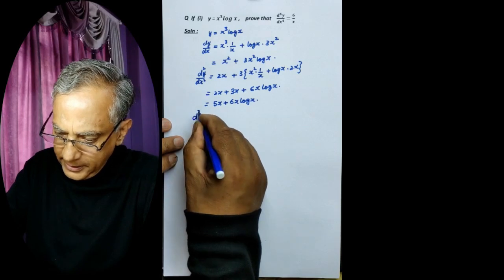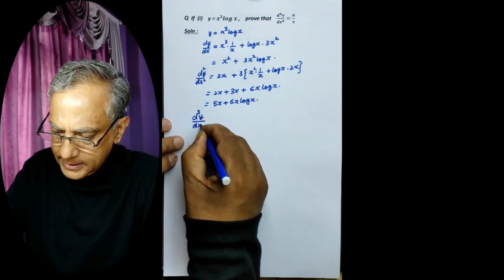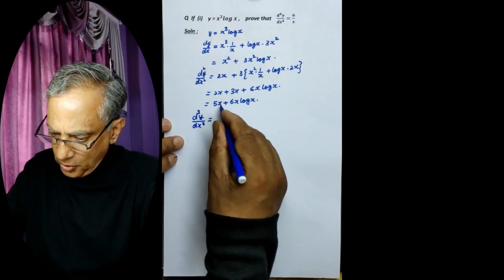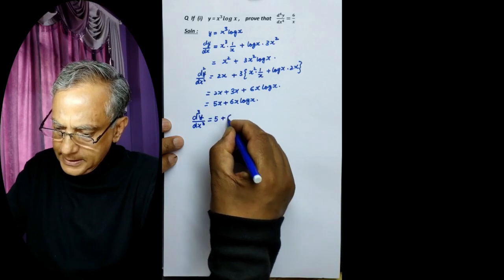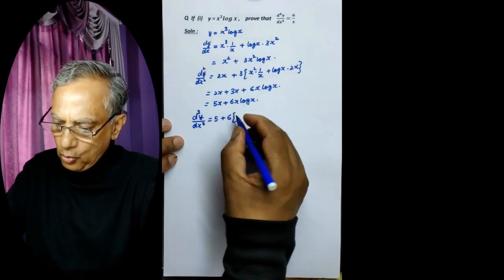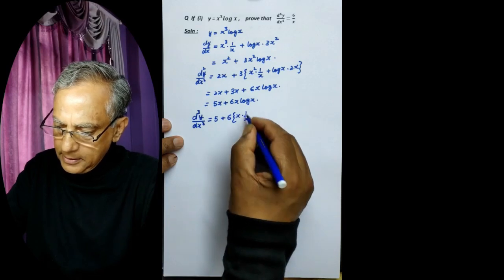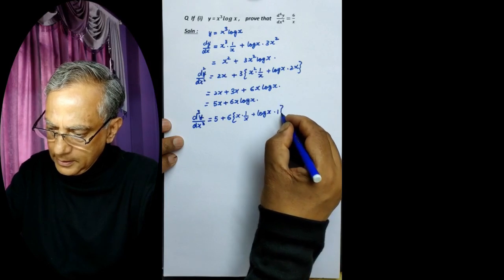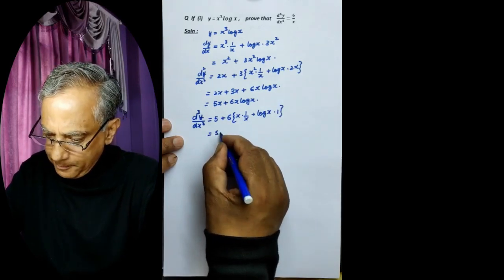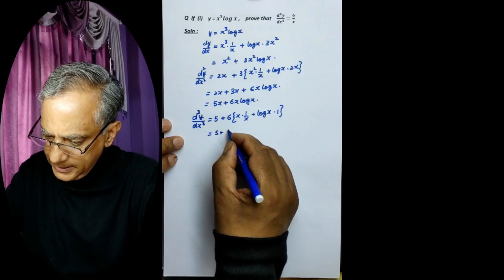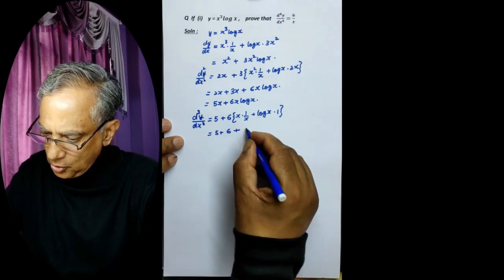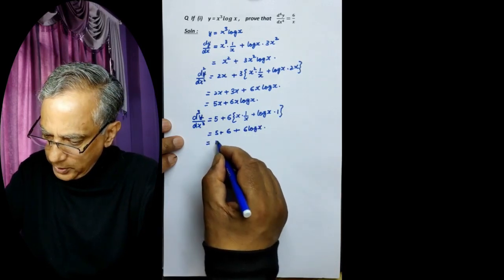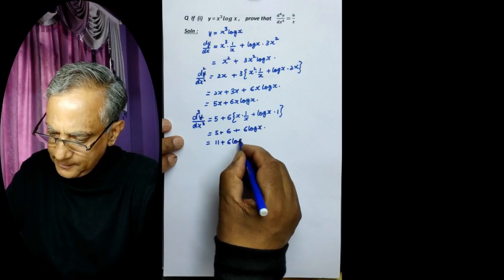So we get d³y by dx³. This is equal to differentiation of 5x is 5 plus 6, and here we will use the product rule. First function into differentiation of second plus second function into differentiation of first, which is 1. So what we get is 5 plus, x and x cancel, we get 6 plus 6 log x. So this is equal to 11 plus 6 log x.